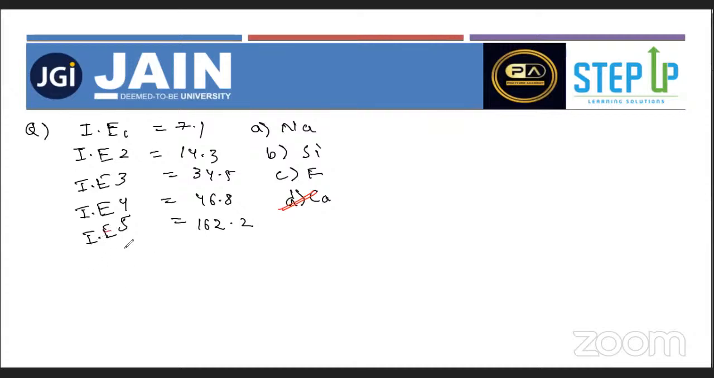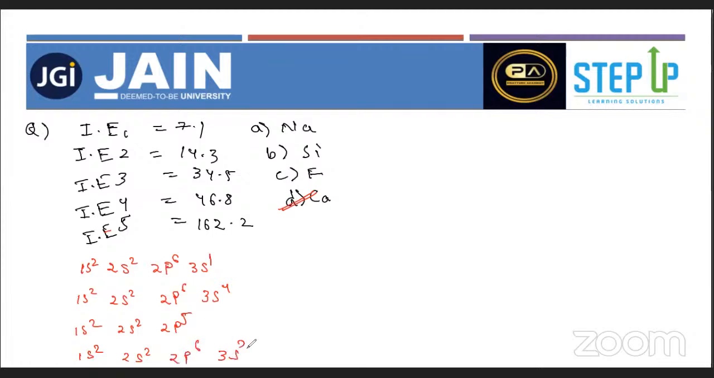In this kind of question, if you are not very sure, just see that you have the numbers. Sodium is 1s2, 2s2, 2p6, 3s1. But talking about silicon, it will be how much? 1s2, 2s2, 2p6, 3s2, 3p6, 4s2. This is calcium.